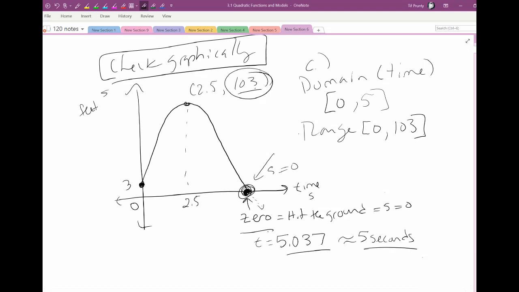Right, it hits the maximum at 2.5 seconds, and the minimum after a little over 5 seconds. Right, and that's the path of the ball. There's the domain and range. And so that's about as simple as physics gets. If you take a physics class, you do a lot of these free-falling objects. We'll do more later on.